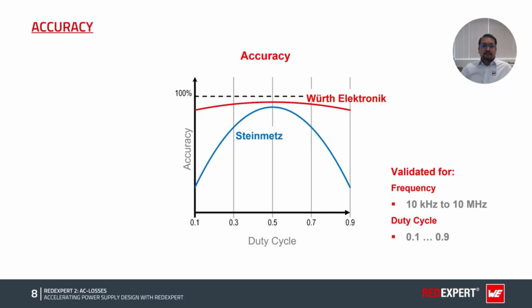So this brings us to our accuracy. Our AC loss model has been validated across a broad operating range, with frequencies from 10 kHz to 10 MHz and duty cycles from 0.1 to 0.9. When you compare REDEXPERT accuracy against the Steinmetz approach, the difference is very clear, particularly as you move away from ideal sinusoidal conditions and across varying duty cycles. REDEXPERT maintains consistent accuracy where Steinmetz begins to break down under those conditions. This is the foundation of confidence when using REDEXPERT for real customer designs.